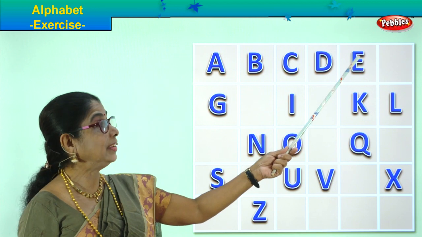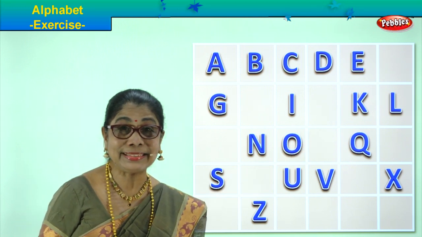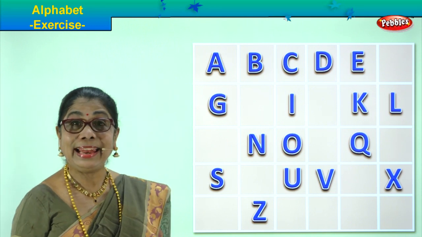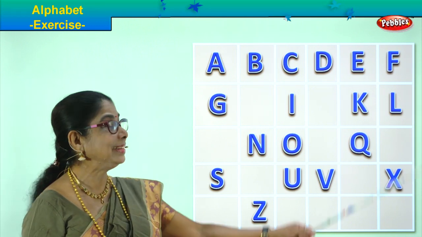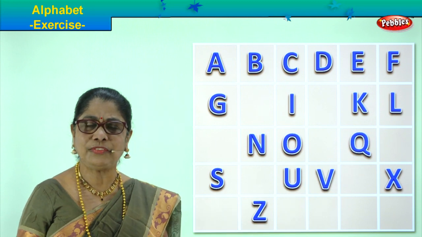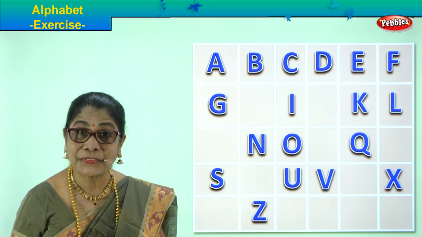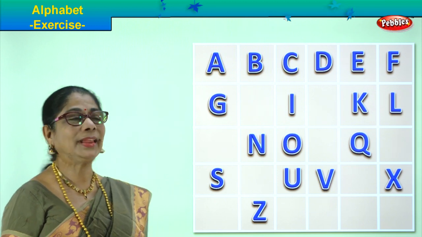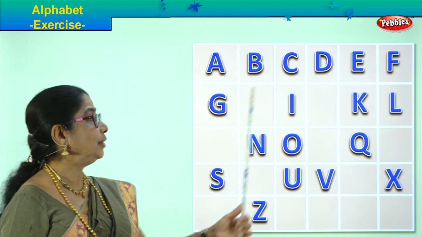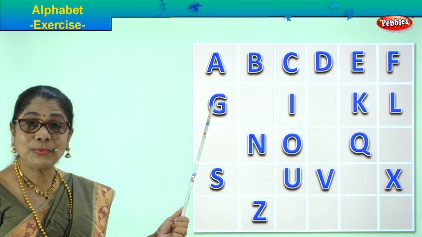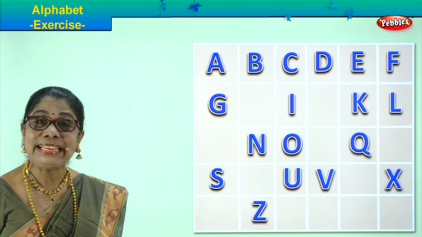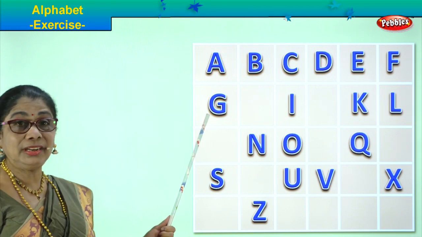Good. After letter E comes, easy letter to write. What is it? Letter F. Excellent. And what's the sound of letter F? Excellent. Fish. Now, after F, you have another letter here. What is the name? Call out. Letter G. Girl. Sound?